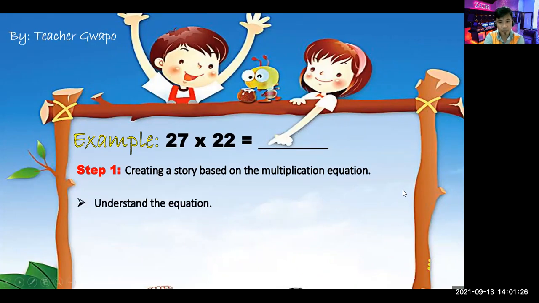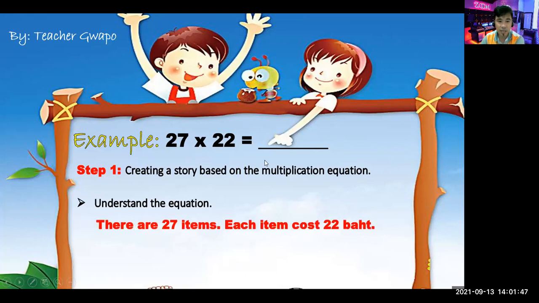When you say based on the multiplication equation, you have to understand the equation. Always look at the equation. Maybe the equation is addition or subtraction, or maybe division. If it is subtraction, you have to use the subtraction symbol. Here this one is multiplication. So let's say, for example, there are 27 items, and each item costs 22 baht.